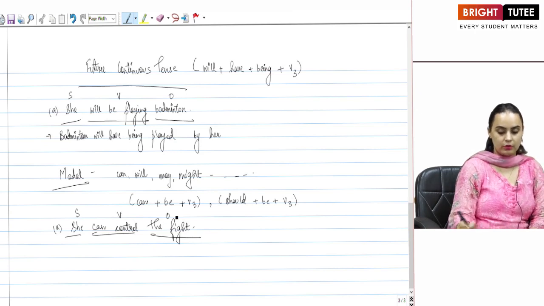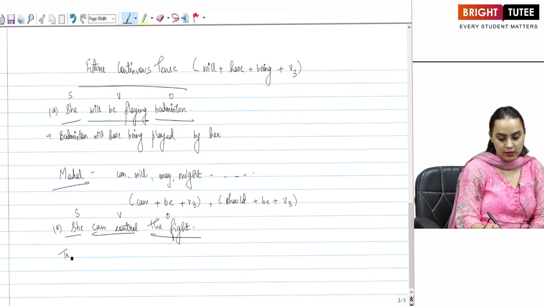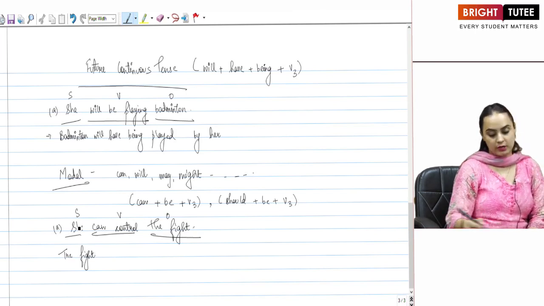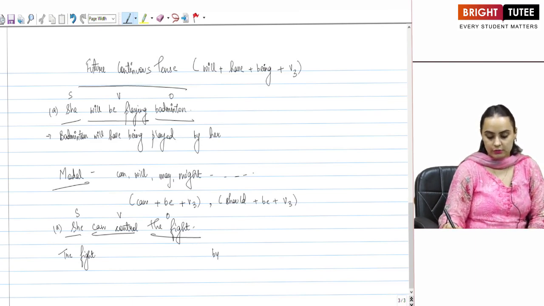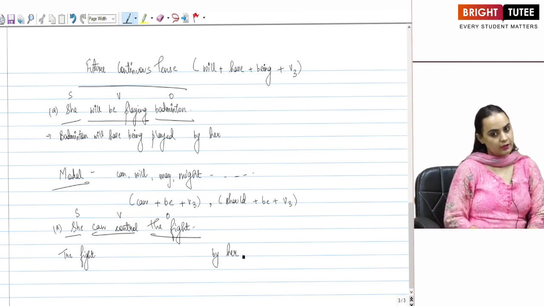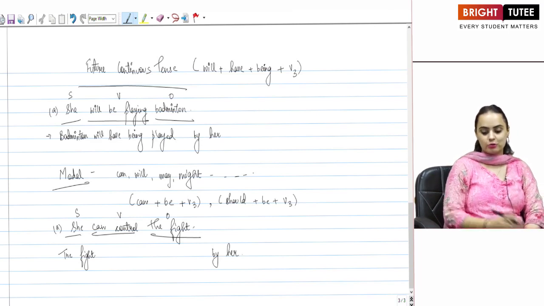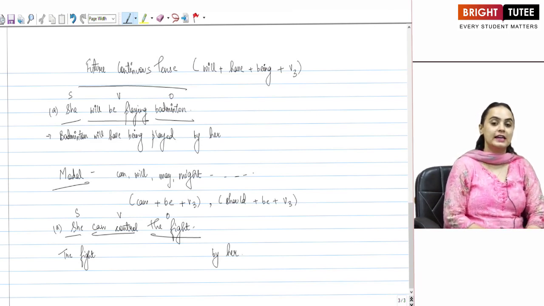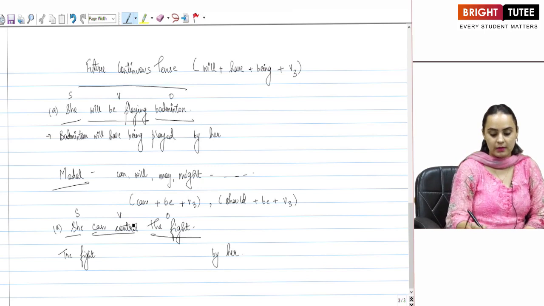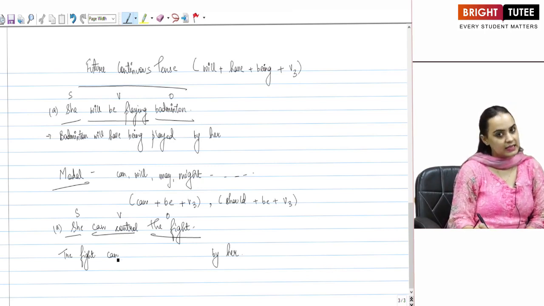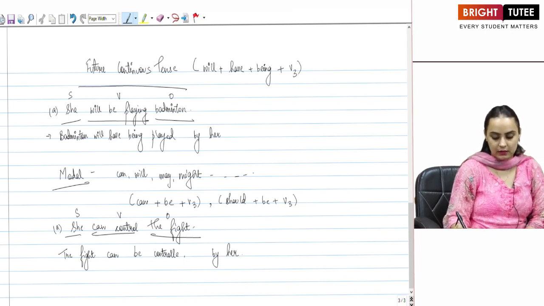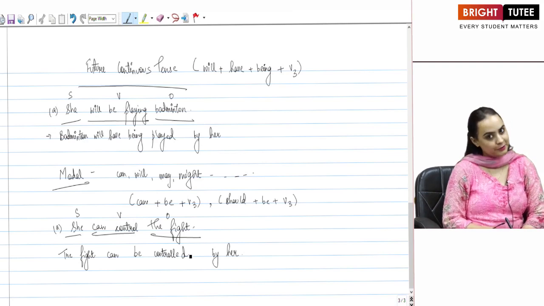Divide subject, verb, object. Object becomes my new subject, the fight, and subject becomes my new object by her. Now let us change "can control." How do we change a modal verb? Can remains the same. Be is added and the verb changes to the third form. So, can be controlled by her.